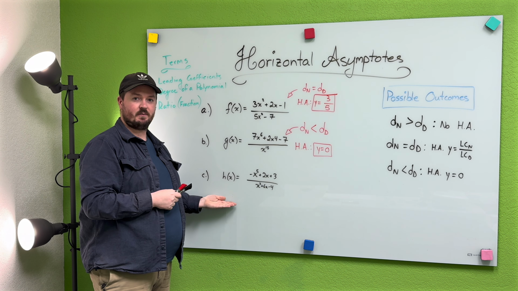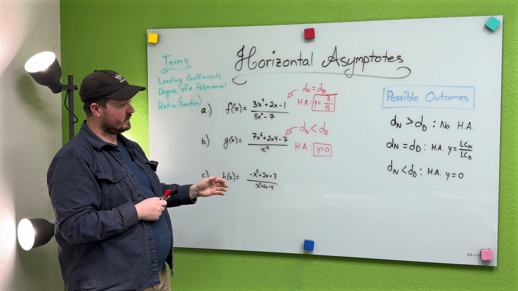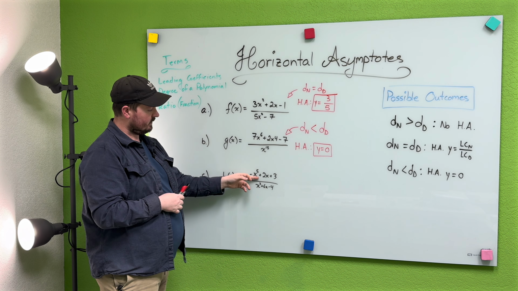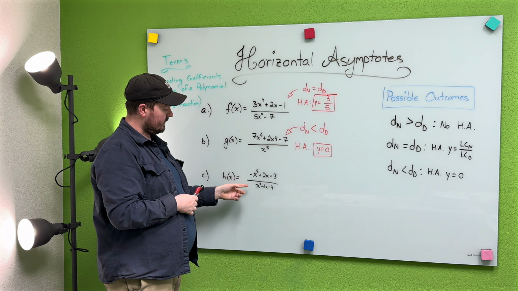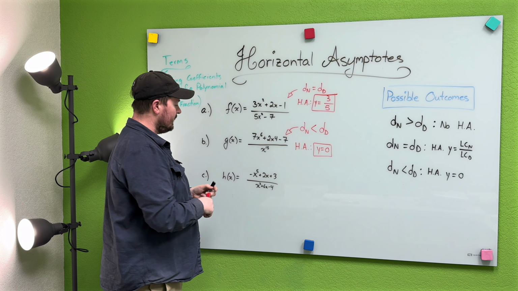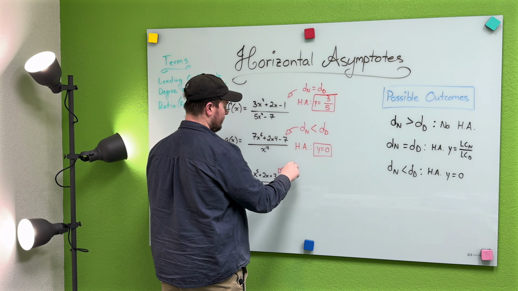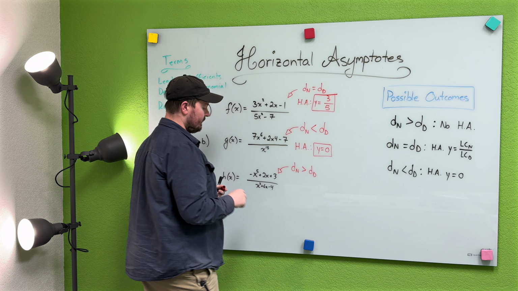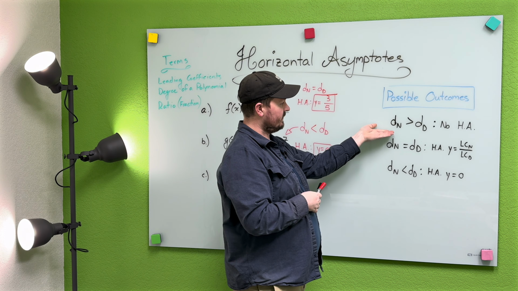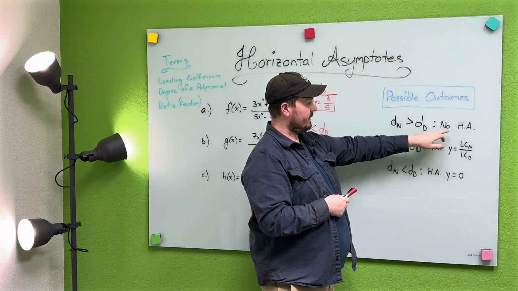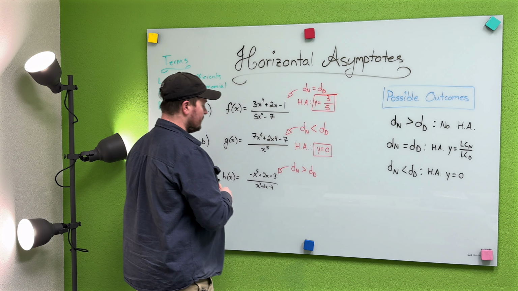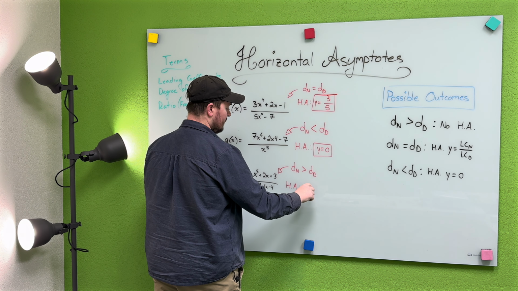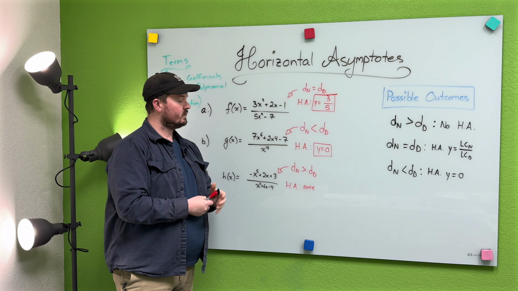Now for our final example here, as always, we need to compare the degree of the numerator to the degree of the denominator. So the degree of the numerator here is 5. The degree of the denominator here is 2. So that means for this final example, the degree of the numerator is actually greater than the degree of the denominator. If we go back to our table here, we see when the degree of the numerator is greater than the degree of the denominator, there is no horizontal asymptote. So to rephrase that, there's no horizontal asymptote. So it's as easy as that.